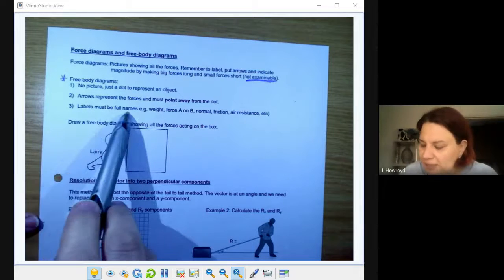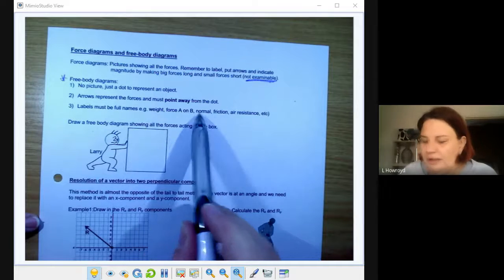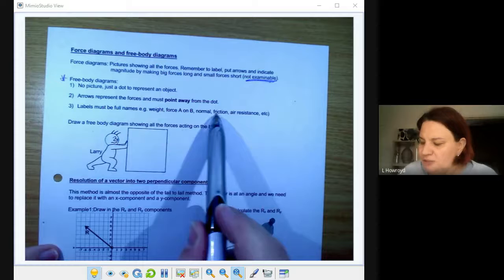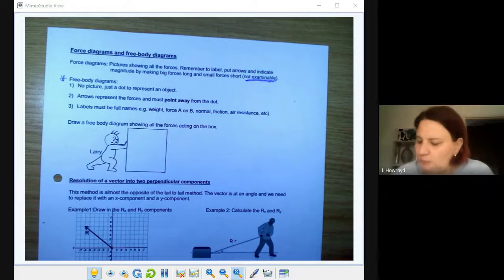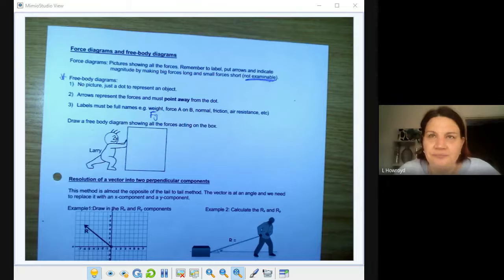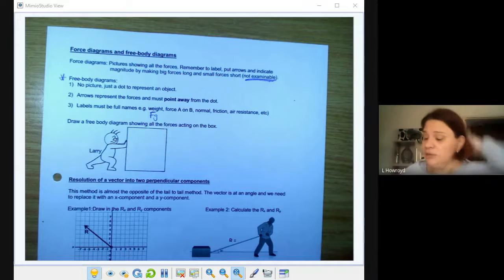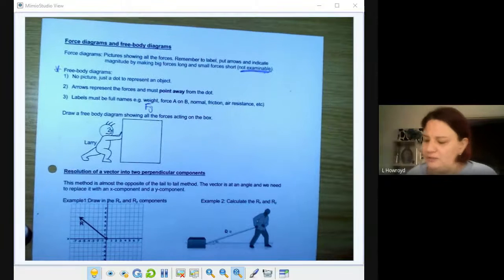Labels must be full names. So you say weight, or you say force A on B, or normal. There's a normal force that's coming, but we'll only talk about that next year. Friction, air resistance, anything, you have to label in full words. The symbol for weight is FG, but you can't put FG as a symbol unless you put a key. We'll tell you about this as we go. We'll draw more and more, and I'll keep reminding you, so don't worry.